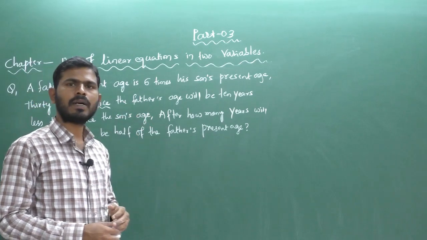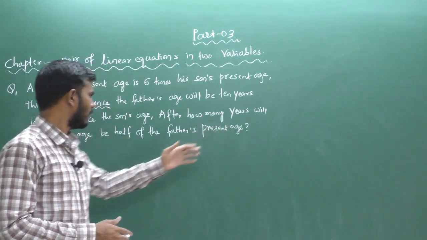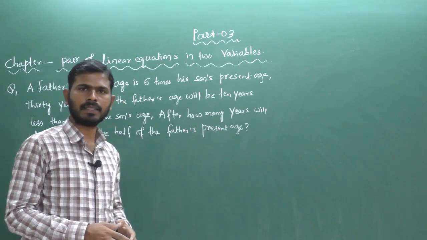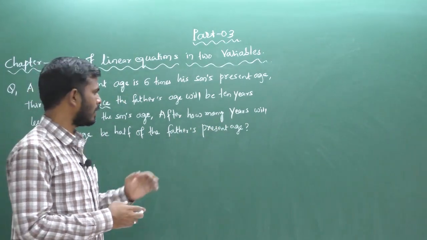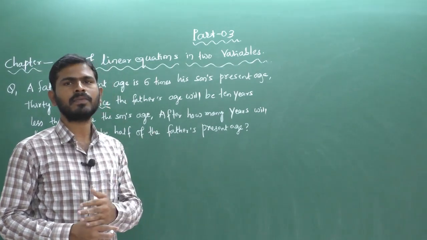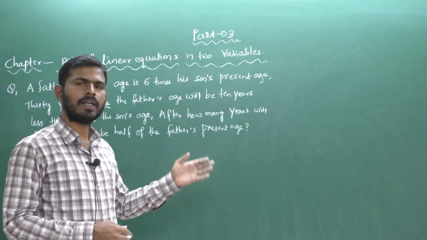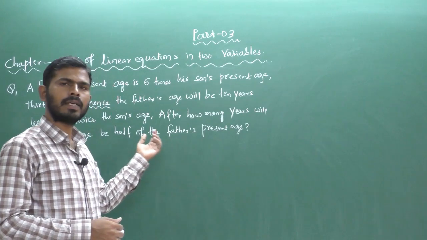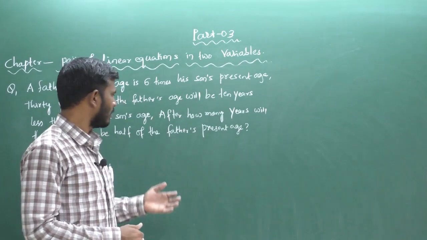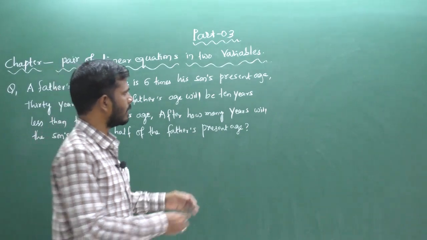So you have to find out after how many years the age of the son is half of the father's present age. Suppose you are comparing the father's age and son's age, after how many years does the son's age become half of the father's present age? So in this problem, first you have to find the present age of father and the present age of son. Then only can you identify after how many years the age of the son is half of the father's present age. So let us see.